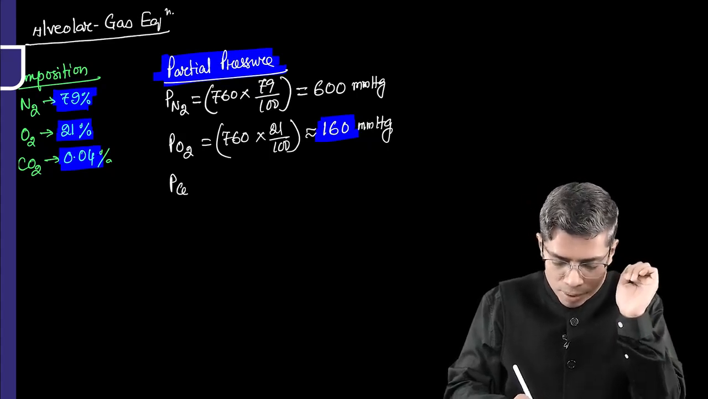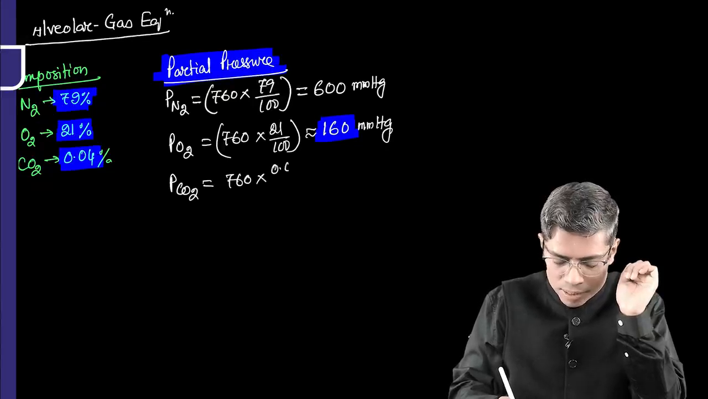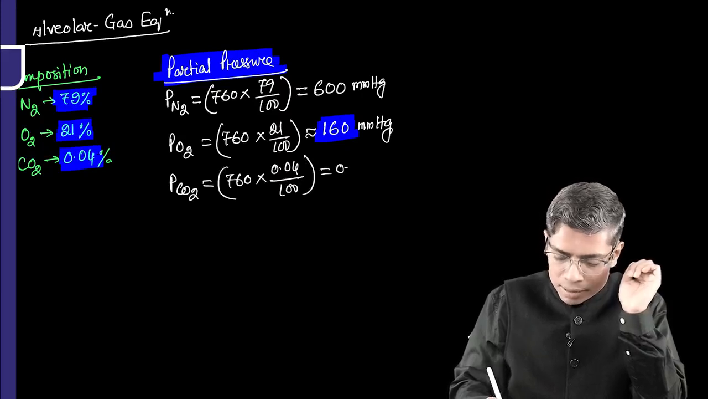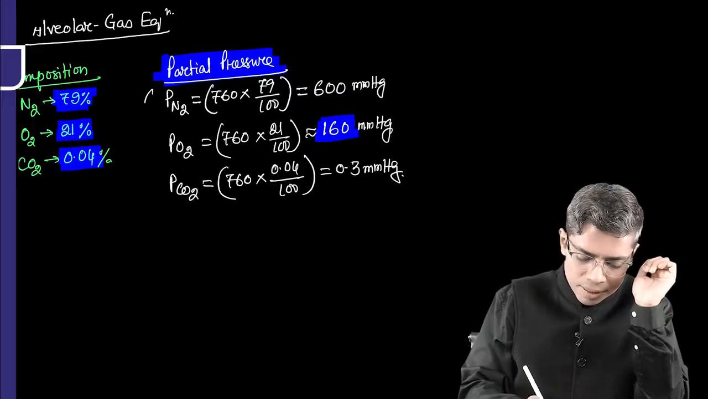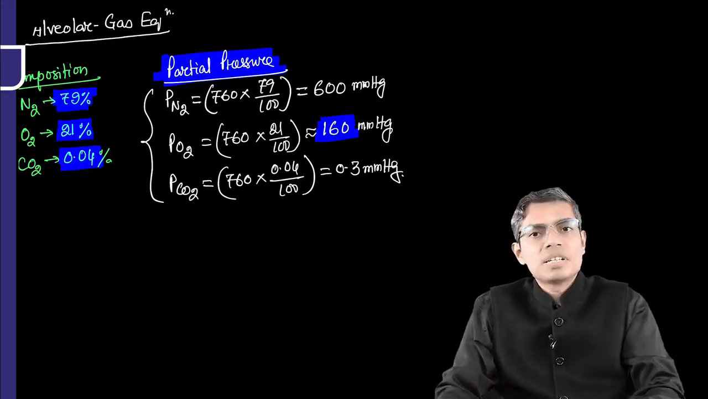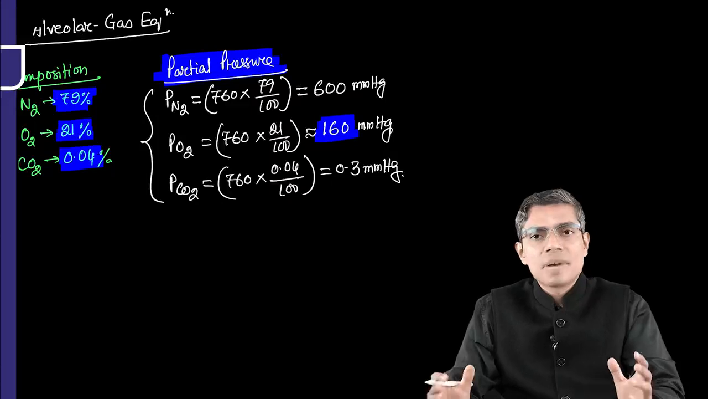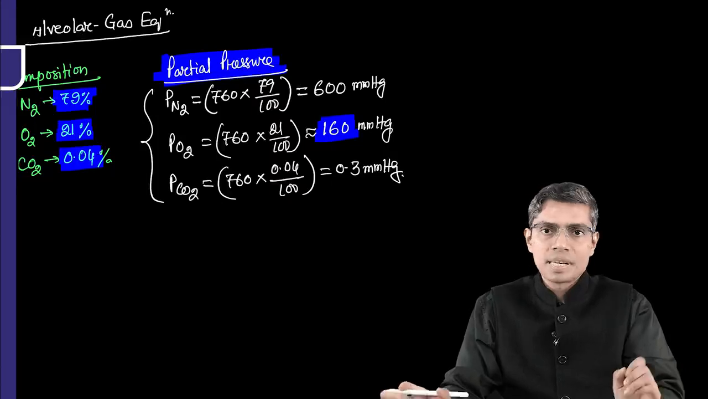So partial pressure of carbon dioxide will be how much? 760 multiplied by 0.04 upon 100, so it will be 0.3 millimeter of mercury only. That's why we say the total pressure is 760 millimeter of mercury, that is the barometric pressure. Within this total pressure, maximum pressure is exerted by nitrogen followed by oxygen, right?